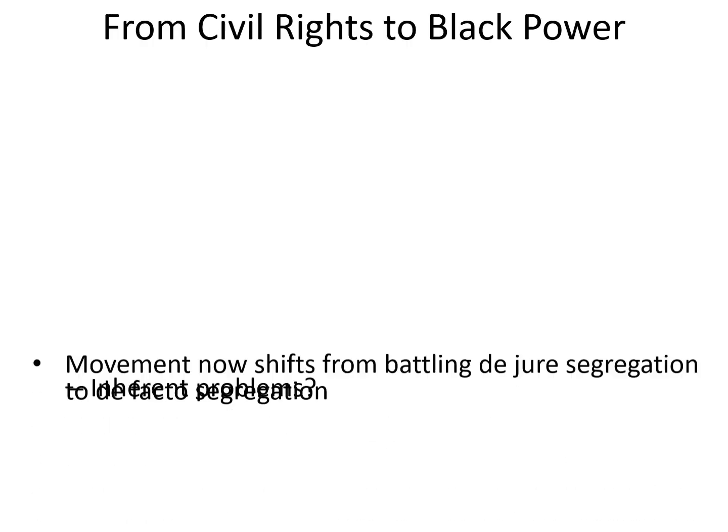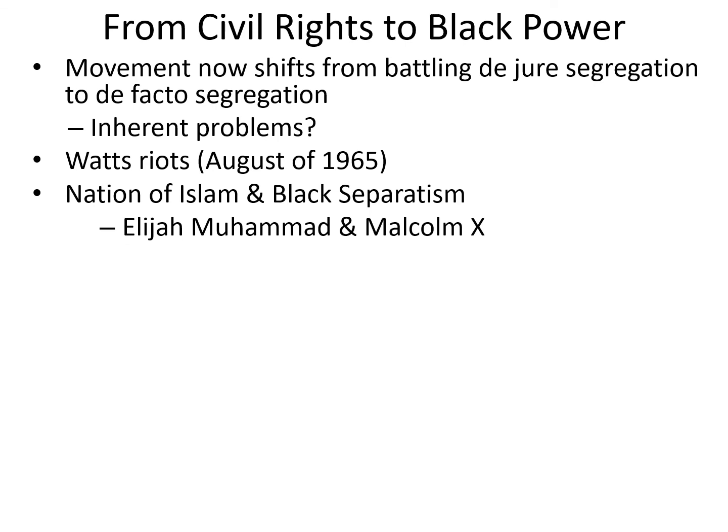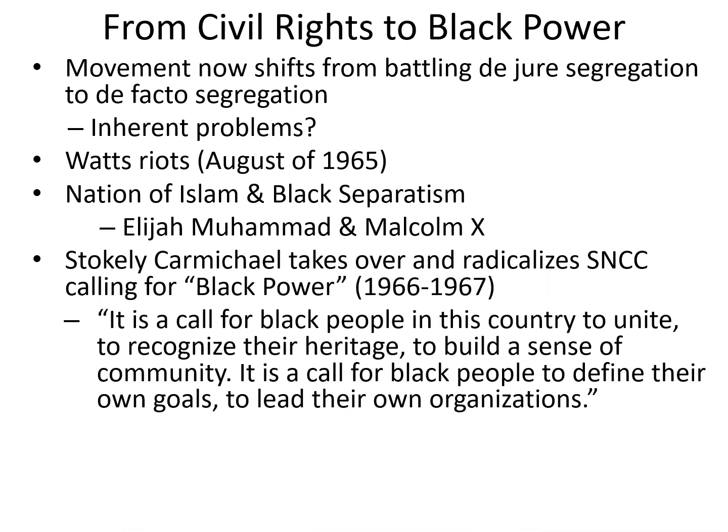So once you get the Civil Rights Act starting to come through, you're attacking the legal aspect of Jim Crow laws, et cetera. Now you have to start moving to the de facto segregation that's going to be in the more northern states. The problem with this is de facto is changing custom and tradition. That's much harder to do.